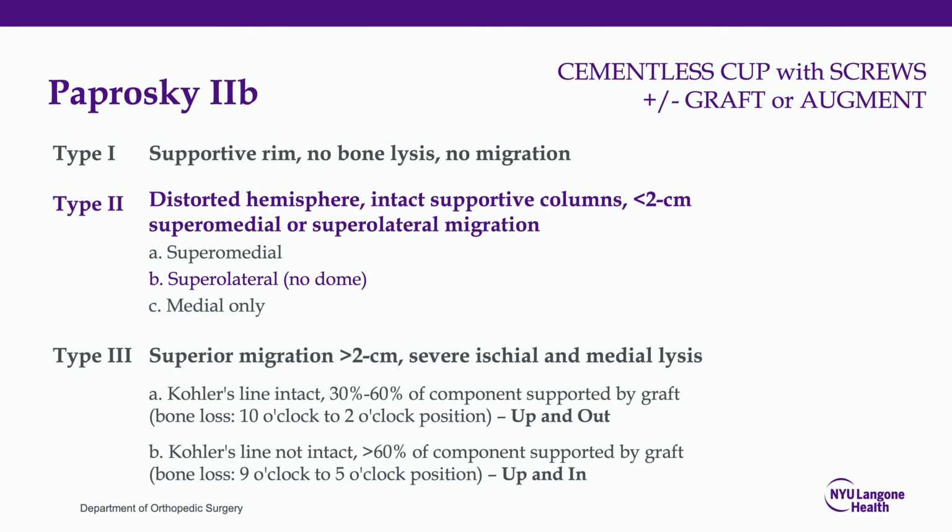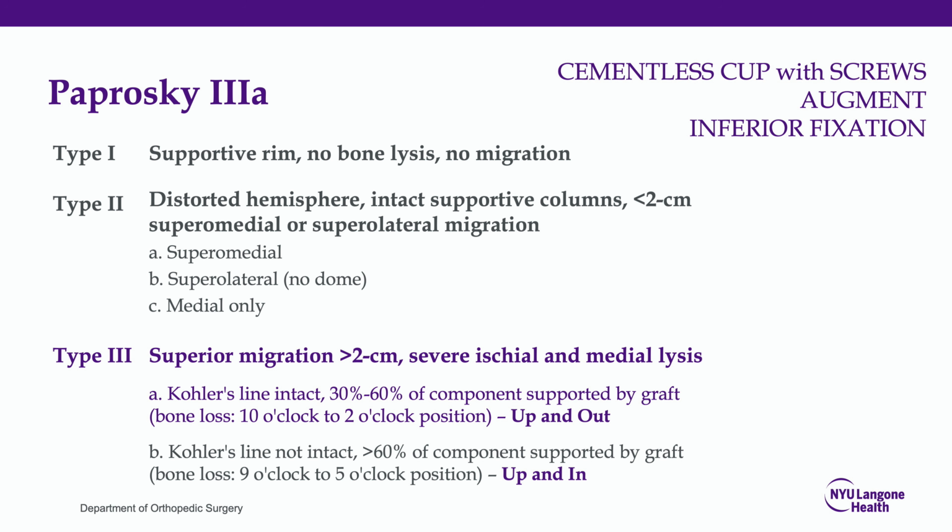So when we get on to the type 2Bs, we really have superolateral bone loss, so you really lose the dome. So these patients will often need also a graft or augment to provide some superior support. And again, with the 2Cs, often you'll need some medial bone graft. It's the type 3s where we really get into needing lots of extra tools in the operating room.